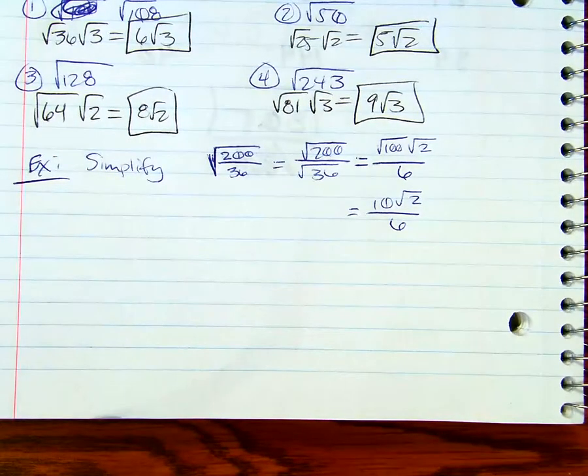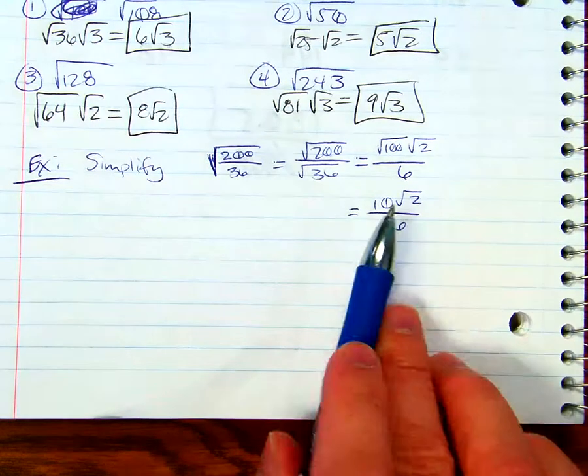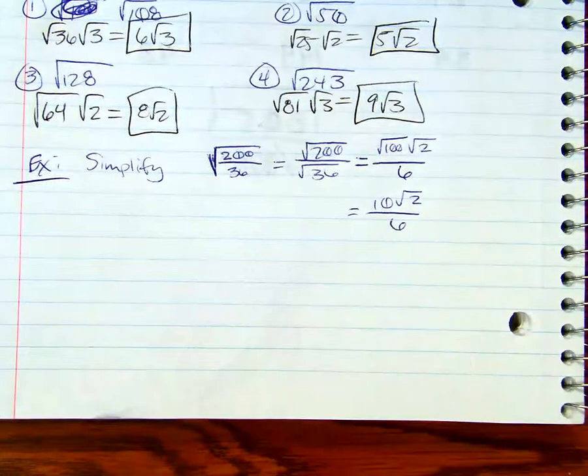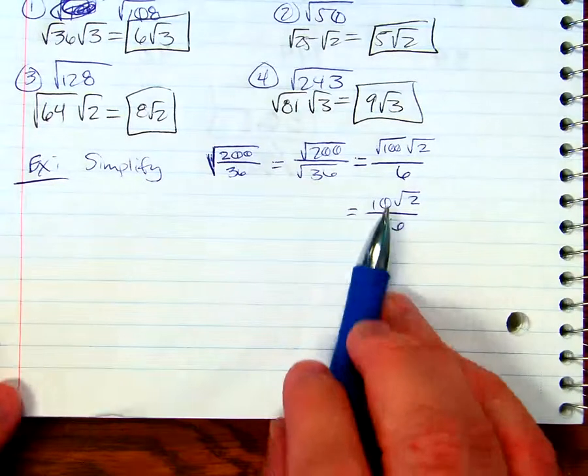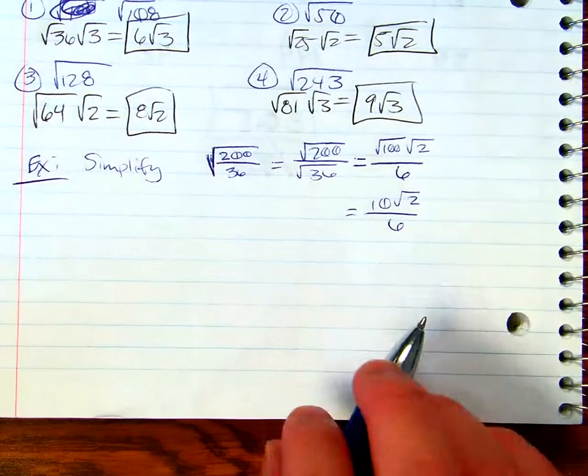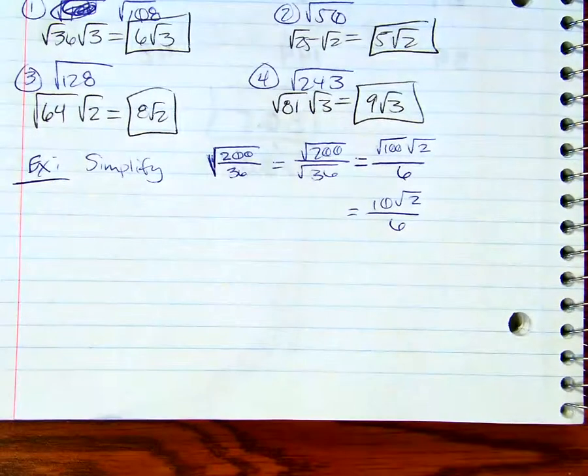Now, most of the time when you're done with this part, that would be a final answer. In this problem, we actually have one more thing to do. Look at the numbers that are outside the square root. I have a 10 over 6, and this can be reduced. It can be simplified. If I treat this as just one fraction, 10 over 6, how would I reduce 10 over 6? Just talking about fractions, okay?